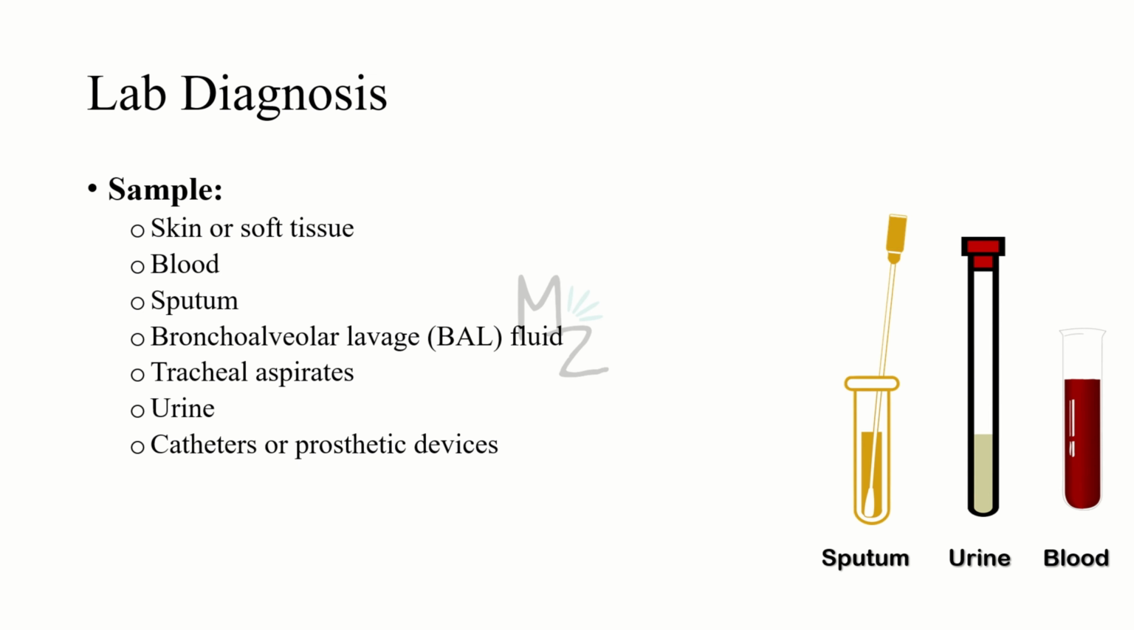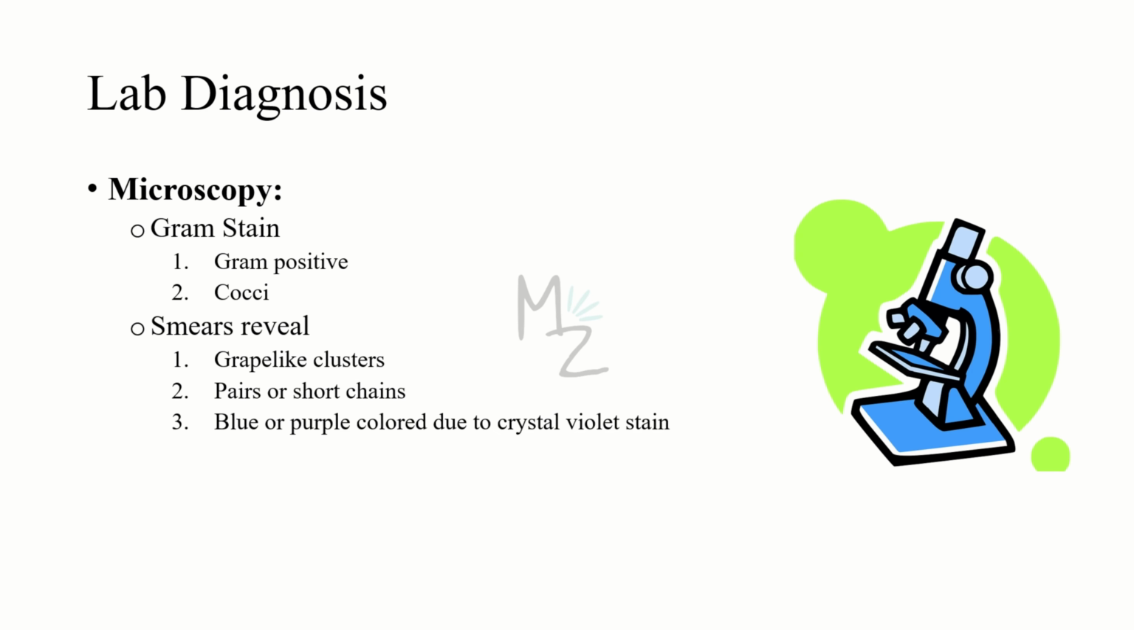Tracheal aspirates, urine, and catheters of prostatic devices, because the organism may be present on these devices, so we will definitely need them. Microscopy. Gram-positive cocci will be seen with the Gram stain. The smear under the microscope will reveal crab-like clusters that might be in pairs or short chains, blue or purple in color due to the crystal violet stain.